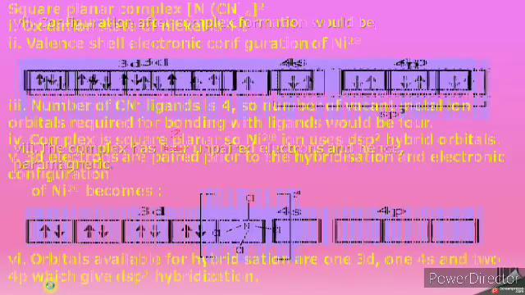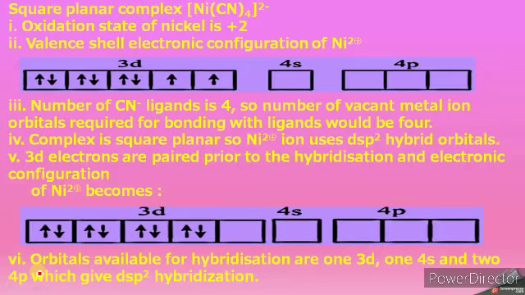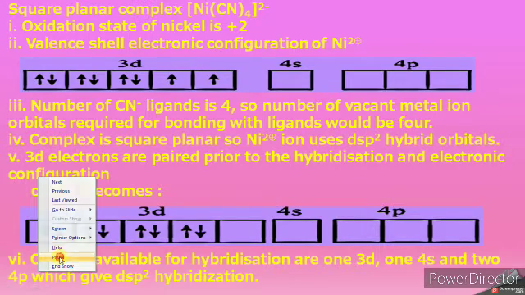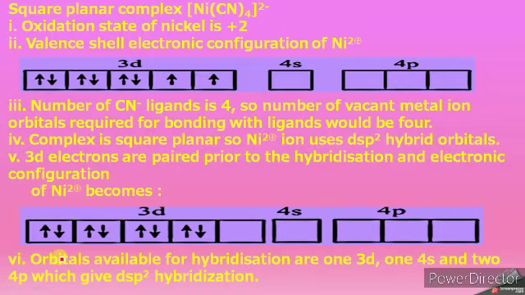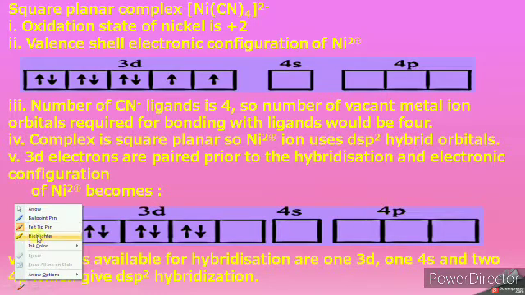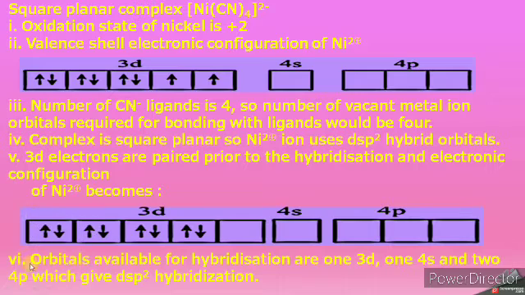Now the next complex is a square planar complex. Example is NiCN4 2 minus. So again nickel is the central metal element. We are all familiar with the atomic number of nickel. It is 28. So the electronic configuration is argon 4s2 3d8. Here the cyanide ligand carries a -1 charge.